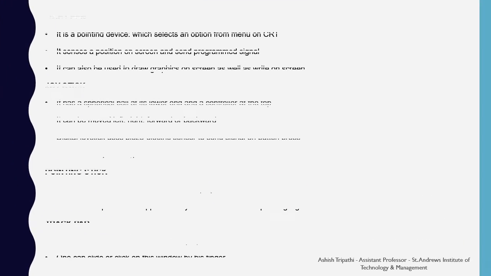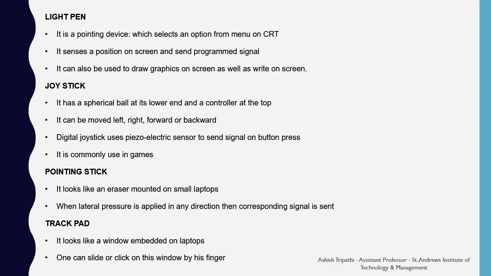Light pen. It is a pointing device which selects an option from the menu on the CRT. It senses a position on the screen and sends programmed signal. It can also be used to draw graphics on the screen as well as write on the screen.